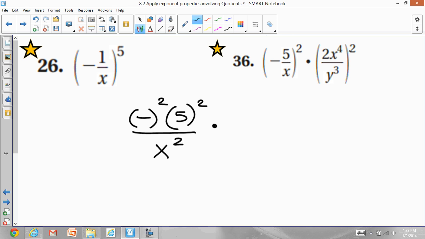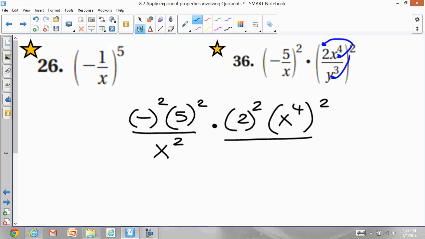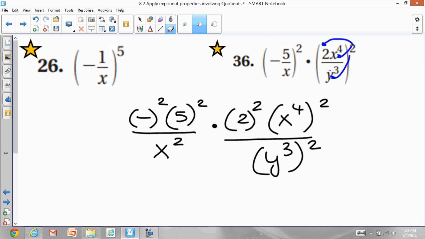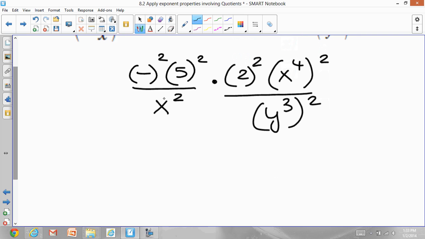Times, now 2, if I use the blue, 2 goes for the 2, 2 goes for the x, 2 goes for the y. It goes for each one of them. So I'm going to write 2 gets a 2, x4 gets the 2. You have to write it within the parenthesis. The denominator y3 gets a 2. So once you're done applying the powers, now you need to expand.